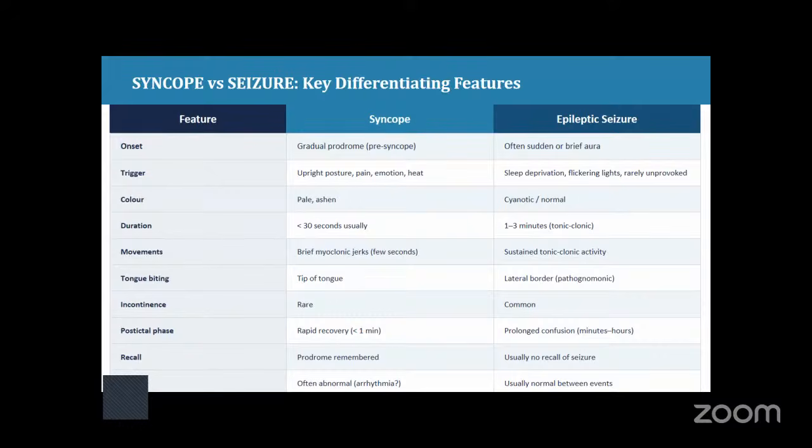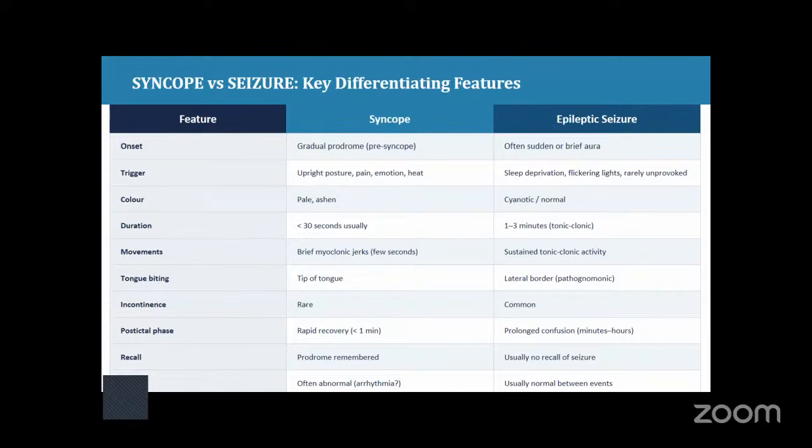For patients who've had prior events, you want to ask them if there is anything that triggers that event. For patients who have syncope, you have changes in color. Epileptic seizures or seizures, patients can have cyanosis, or they can be normal. Syncope is usually shorter than 30 seconds, so the patient just loses consciousness and comes back.